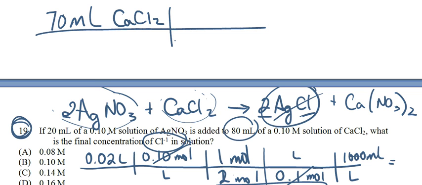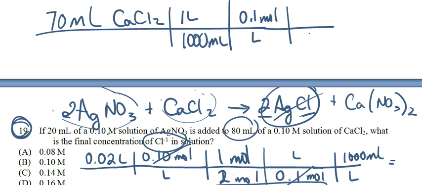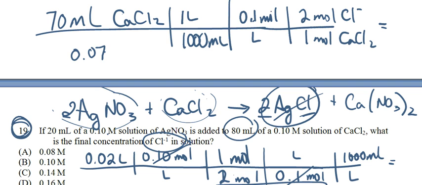So I'm going to take that, change it into liters. I'm going to multiply that times the molarity. So again, 0.1 moles of the calcium chloride per liter. Now here's the difference. In 1 mole of calcium chloride, I have 2 moles of chlorine. Now I want to stop right there because I need to know how many moles of the substance I have. So I actually have 0.07 times 0.1 times 2.